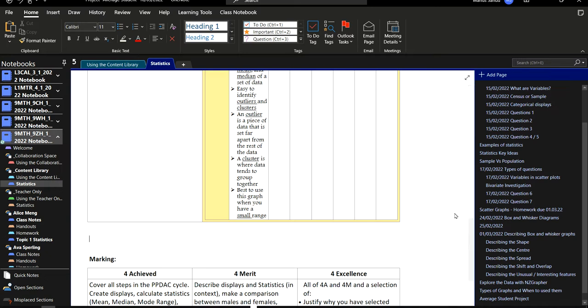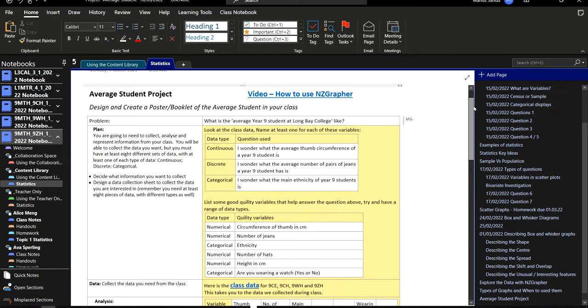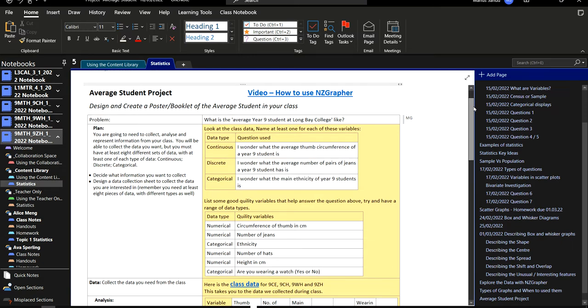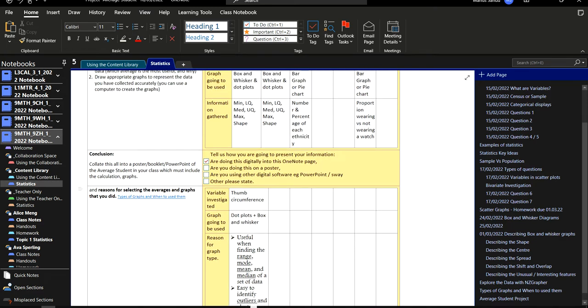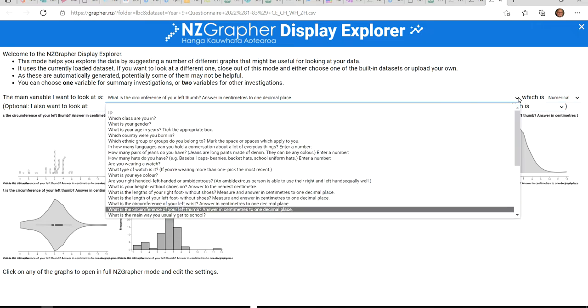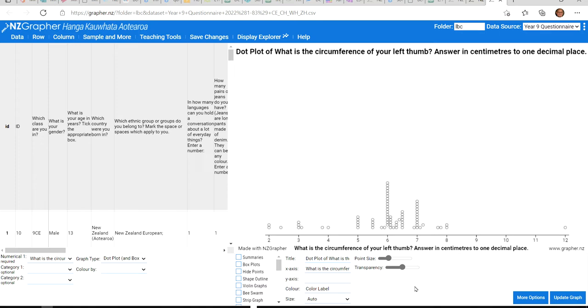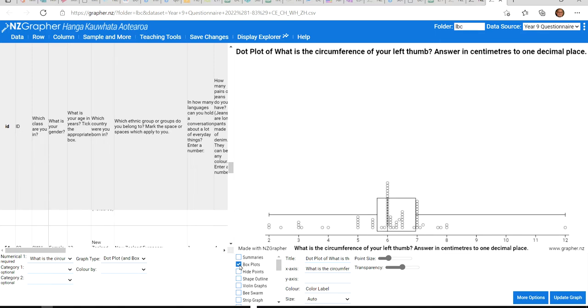Now, for those of you, which I hope are most of you, you want to enter the analysis in this page. Okay? So what do I need to add first of all inside this page? Yes, graphs of what? So what was the first thing I wanted to investigate? I just go at the top and see what was my first question. Circumference of my thumb. Yes? Cool. Now I go back to this guy, and I click on Numerical. What else do I need to know? I've got the dot plots. I want to have the box and whisker graph attached to it. I also want the summaries, and I also want the shape outline.